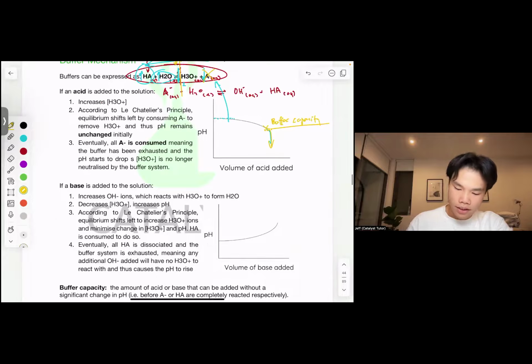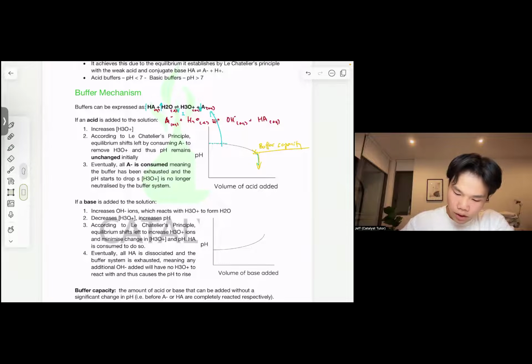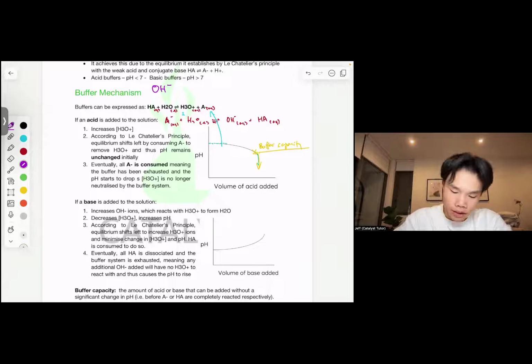Explaining it through base: you can use the same equations to explain it through base. Let me rub all of this out. So let's now take the base and use the first equation again. We could use the second equation too, but let's take the first equation for some variety. So if you add OH minus into solution, how is that going to affect the first equation once again? And how does it resist the change?